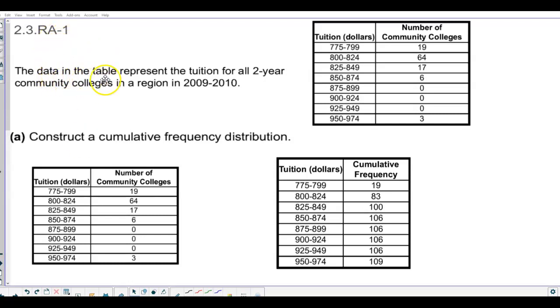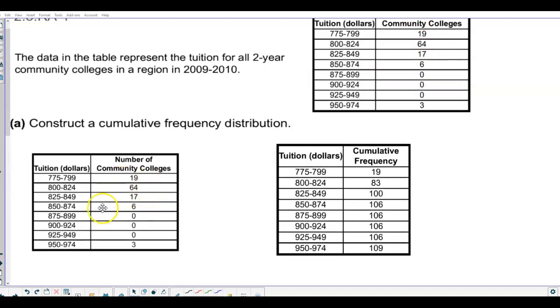2.3.RA-1. The data in a table represent the tuition for all two-year community colleges in a region in 2009-2010. So the first column represents the tuition, and then here's the number of community colleges, which is the frequency. The same table is written here on the left. What we want to do is construct a cumulative frequency distribution on the right. So the key word here is cumulative.